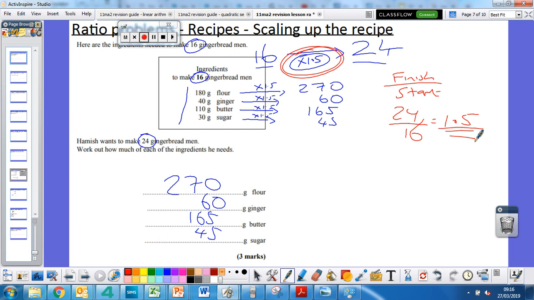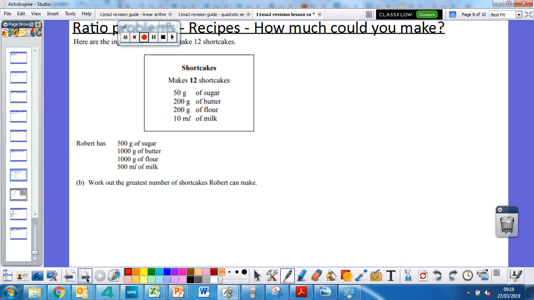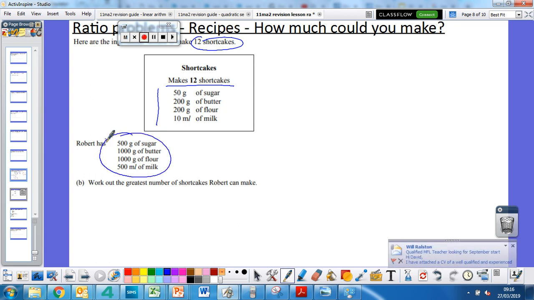A second type of problem that appears is like this one. Here you're given a recipe. We're given a recipe for 12 shortcakes. And these are the things we need. We're then told what Robert has in his cupboard. And our job is to work out how much he could make.